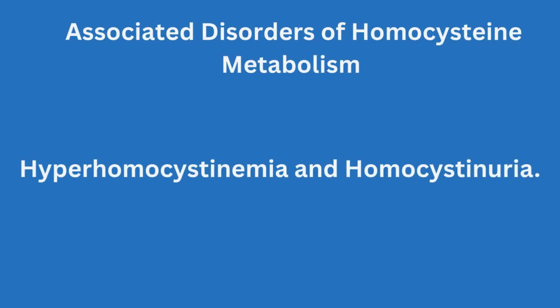Now, let's talk about the disorders associated with disruptions in homocysteine metabolism. These include homocystinuria, a genetic disorder characterized by elevated homocysteine levels in the blood and urine. We also have hyperhomocystinemia. These disorders are linked to an increased risk of cardiovascular disease, stroke, and dementia.